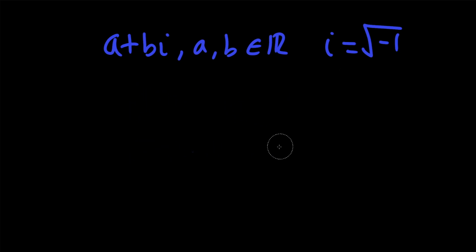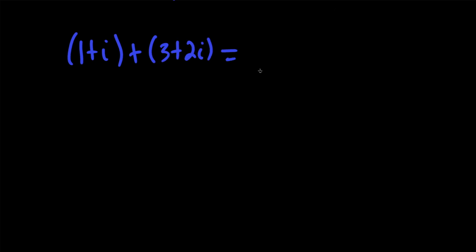So the first operation I want to focus on is complex addition, and I think that's the easiest to understand. So how exactly do we add two complex numbers? Well, I think the easiest way to tackle this is to do this by example. So let's say we want to add the number 1 plus i to the number 3 plus 2i. How exactly are we going to do this? Well, we want to add the real parts of the numbers and the imaginary parts of the numbers separately.